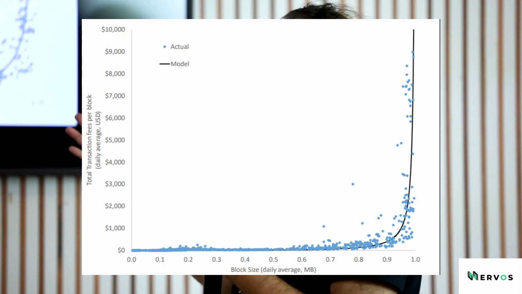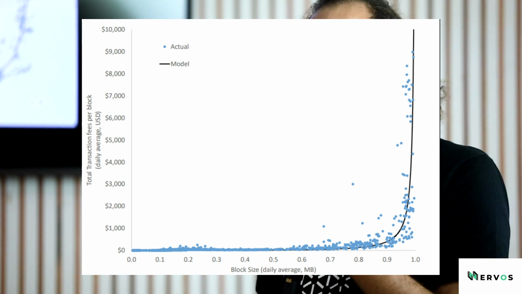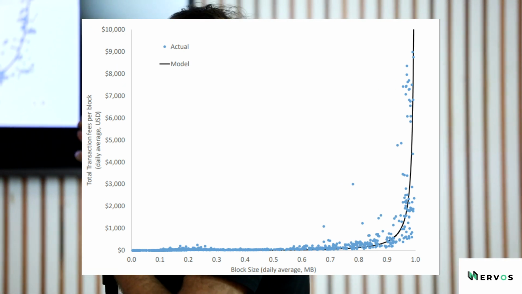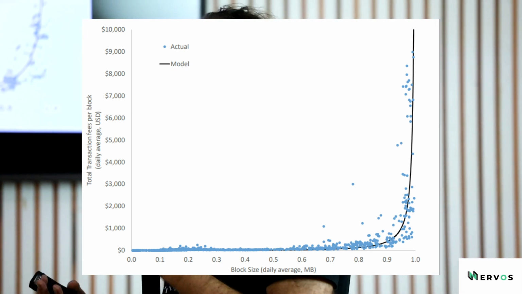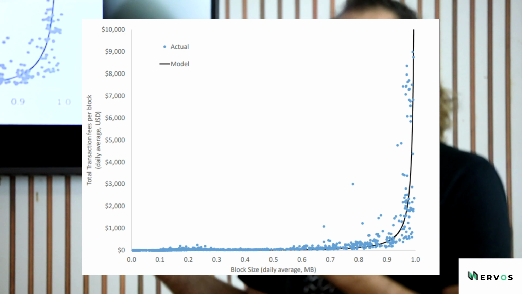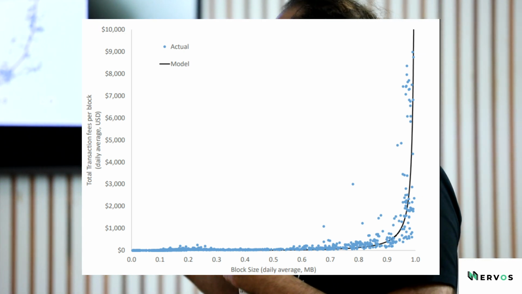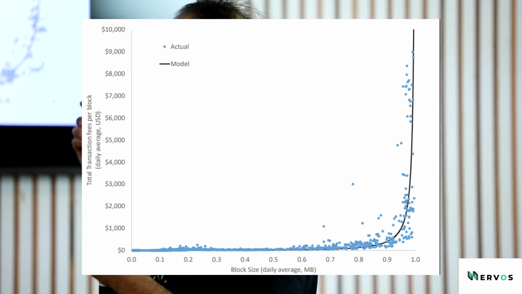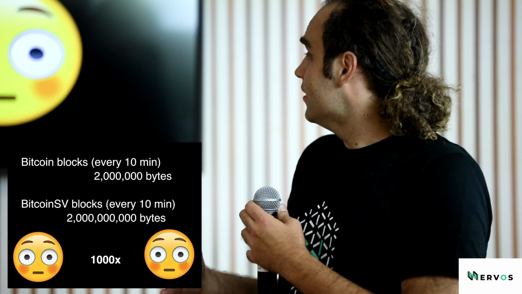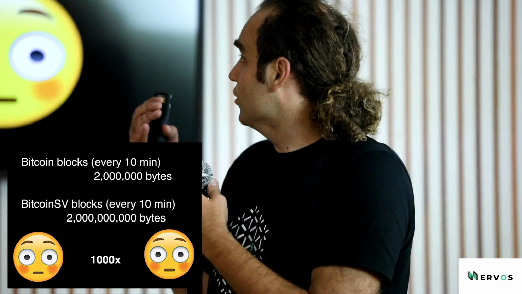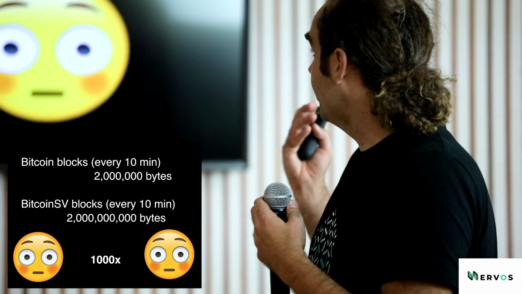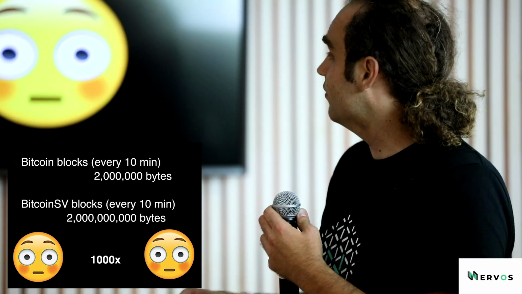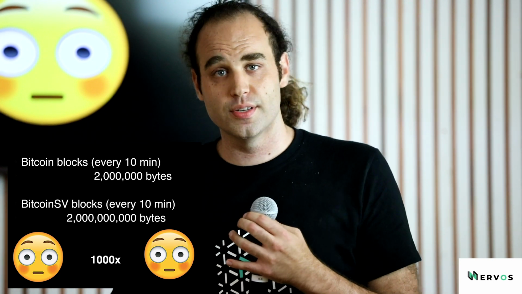This is a graph of Bitcoin transaction fees. So you can see when blocks are not full over to the left, the cost of using the blockchain is basically 0. And as blocks get to be about 80% full, 90% full, the cost increases exponentially. So we can see how this has been done. So Bitcoin blocks are about 2 megabytes every 10 minutes, and Bitcoin SV blocks are 2 gigabytes every 10 minutes. So this is a 1,000x difference.